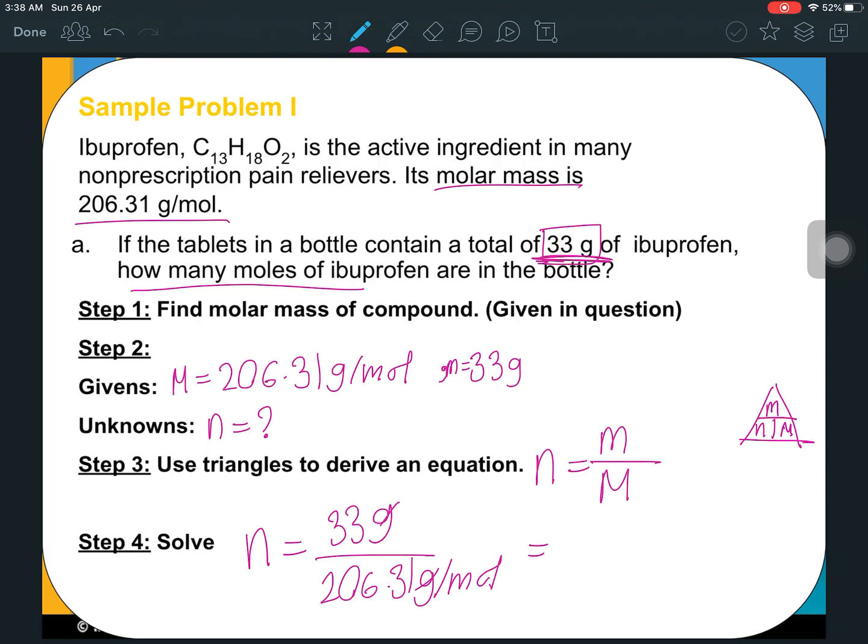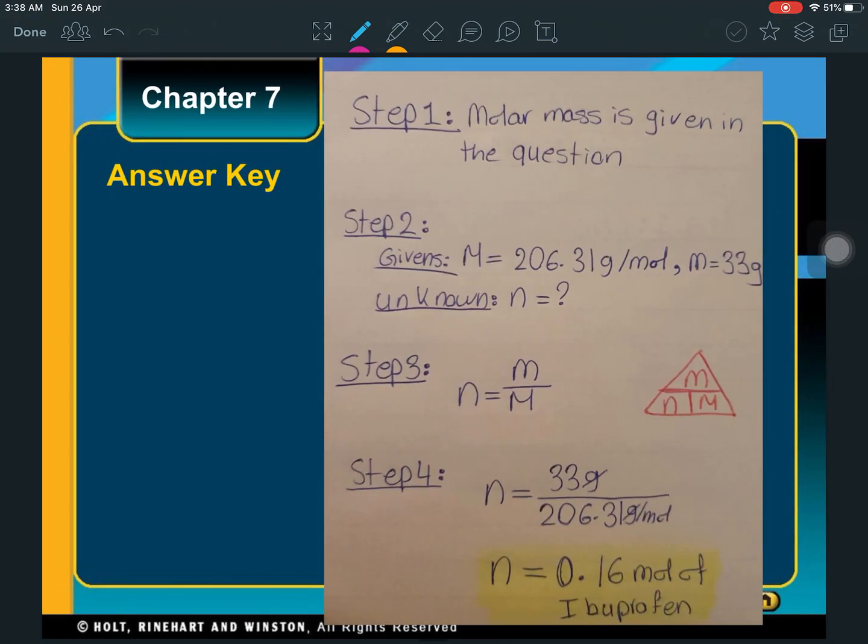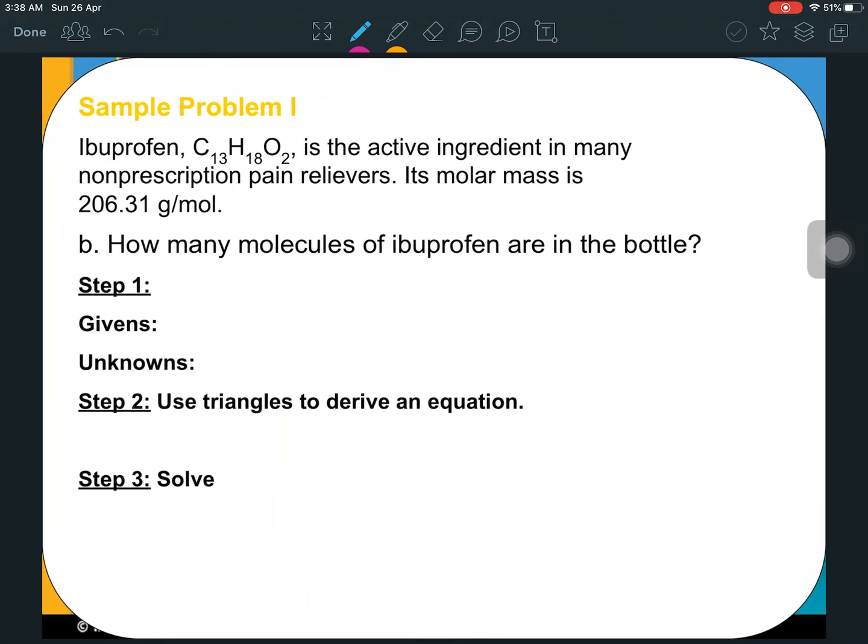The grams cancel each other out so that you end up with units of moles, but of course you don't always have to go through that process. You can just look at what you're looking for. All right, so overall you get 0.16 moles of ibuprofen that is found in the bottle.